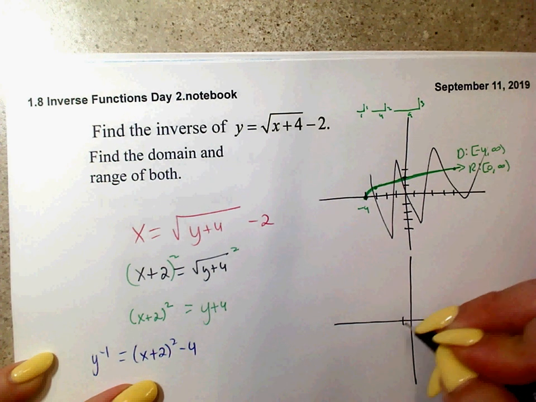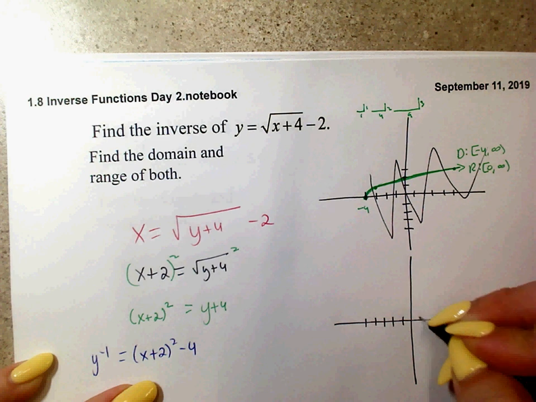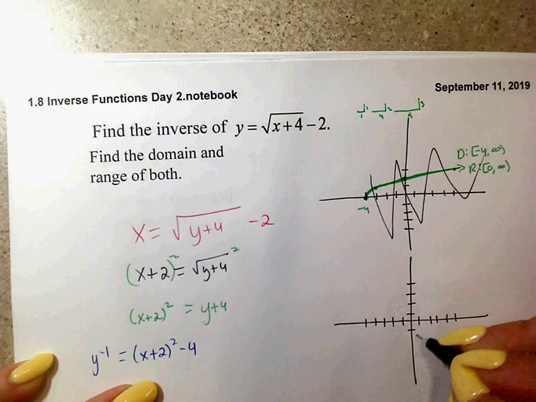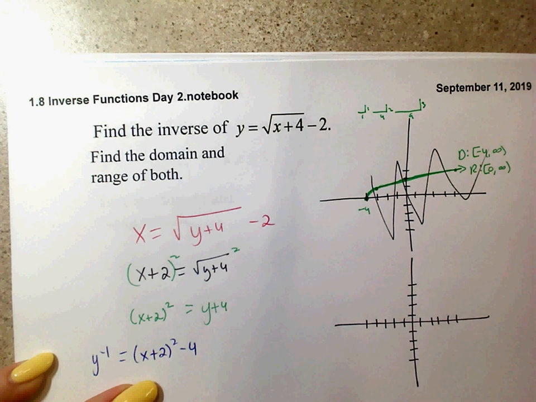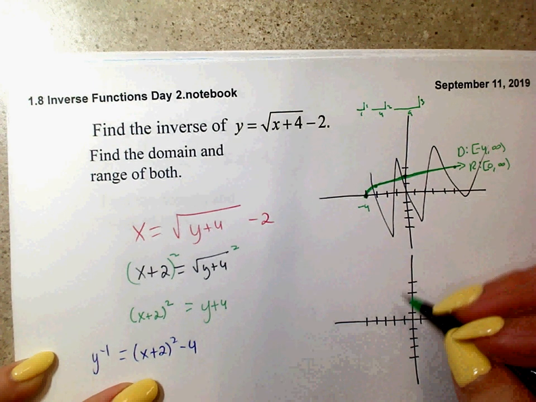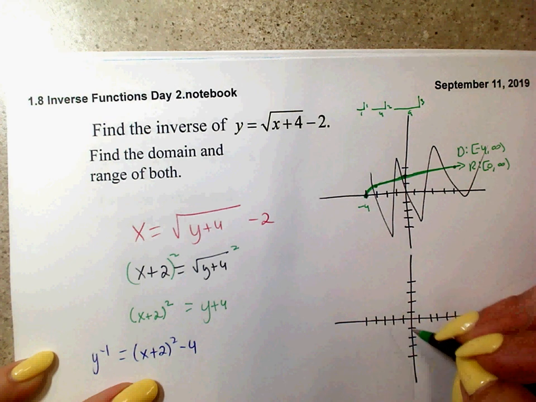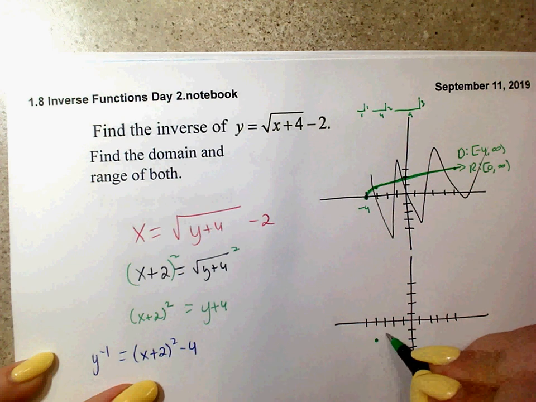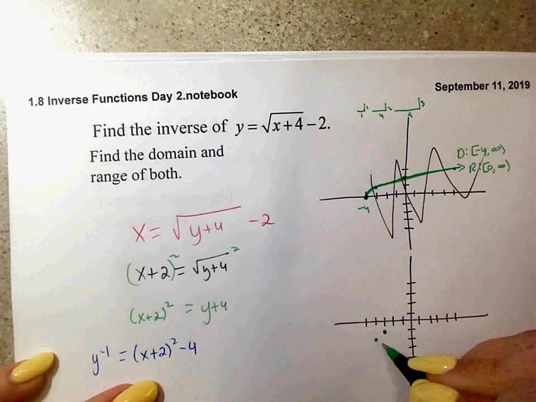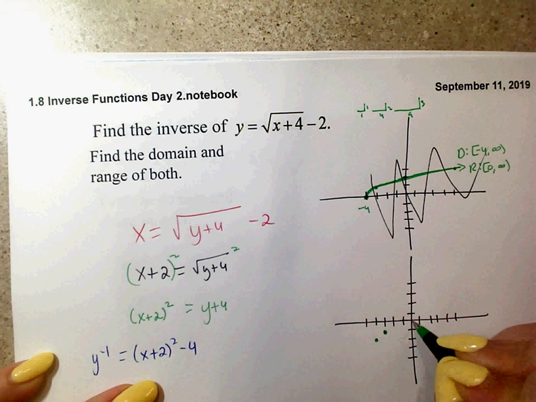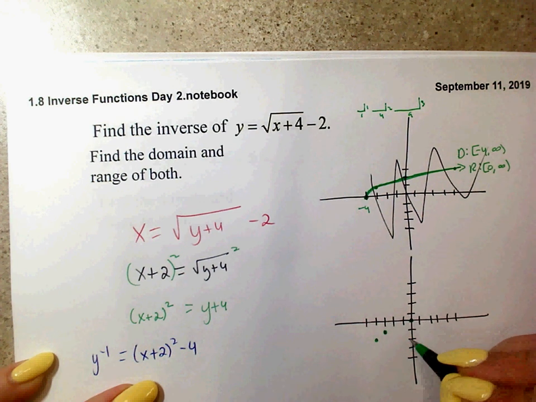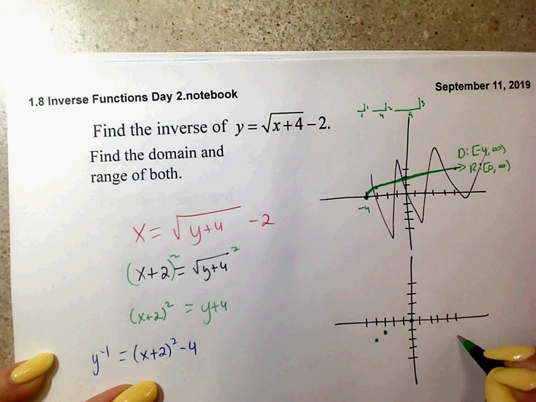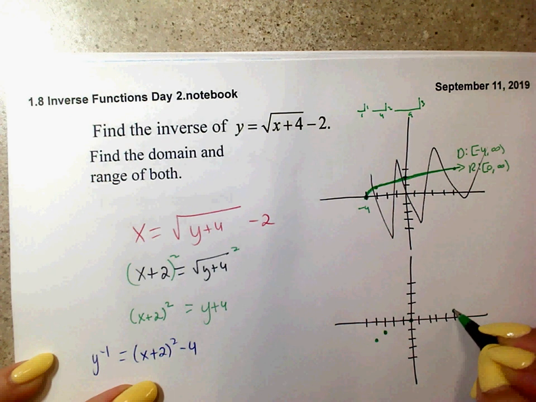Okay, just kidding. I'm going to go left 4 and down 2. Same pattern: over 1 up 1, over 4 up 2, and then over 9 and up 3. So here's my square root.